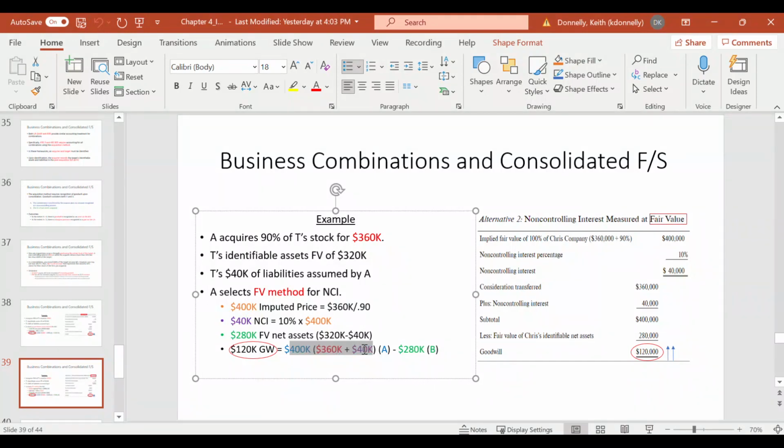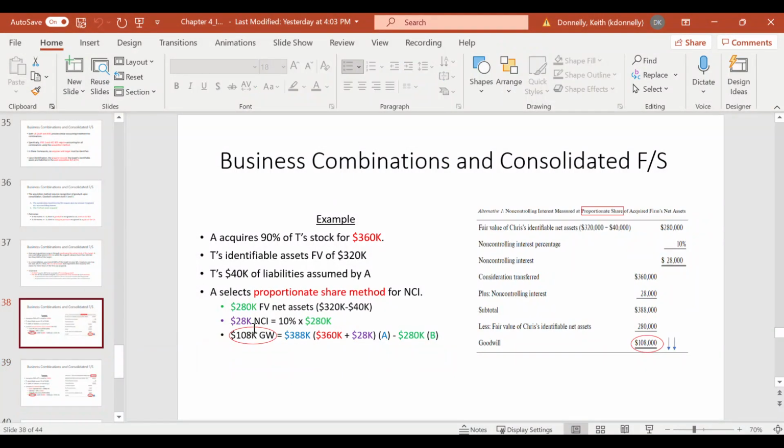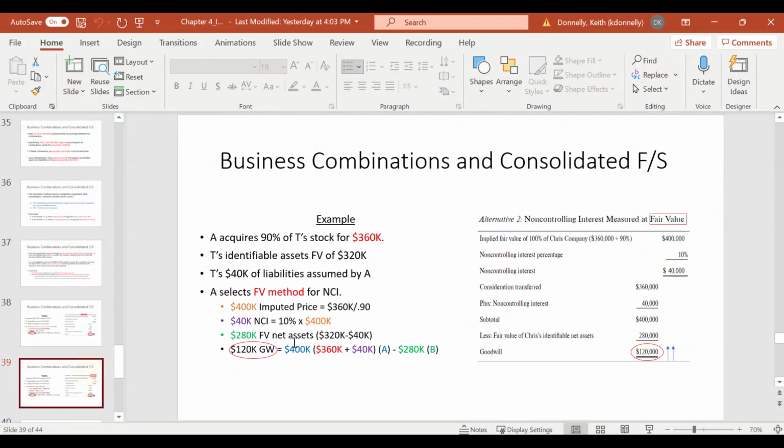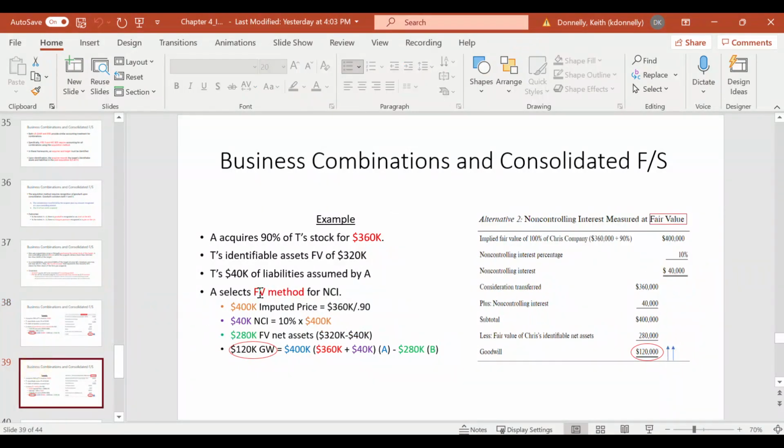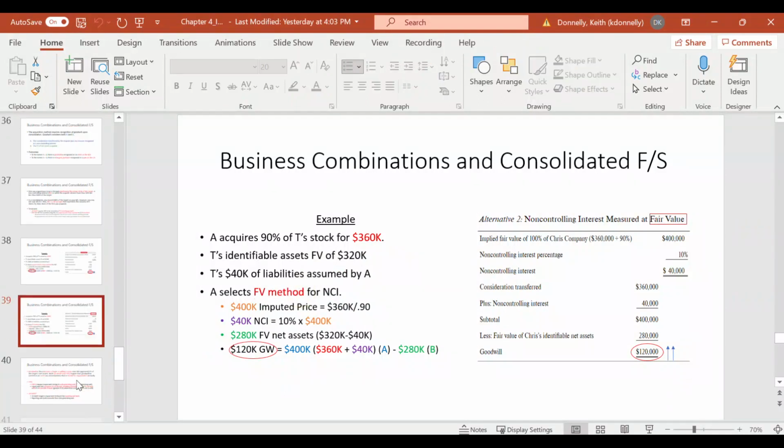So again, if we do that same math, where we look at what we transferred plus the NCI minus what we received, we're going to see goodwill is 120K. So 108 here because we had a 28K NCI versus 120 here because we had a 40K NCI. The reason there were differences between them is because here we used the proportionate share method and here we used the fair value method.